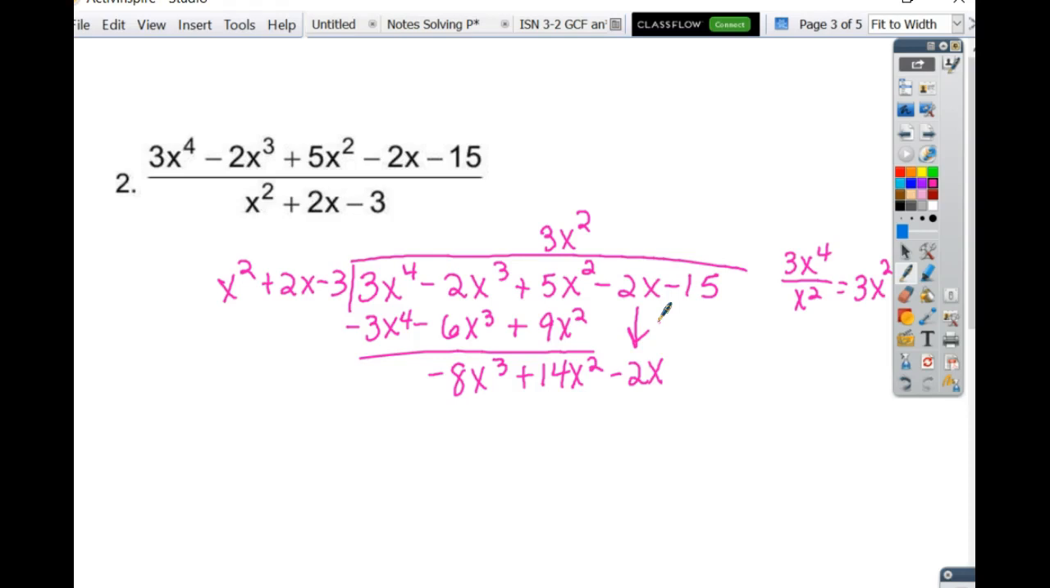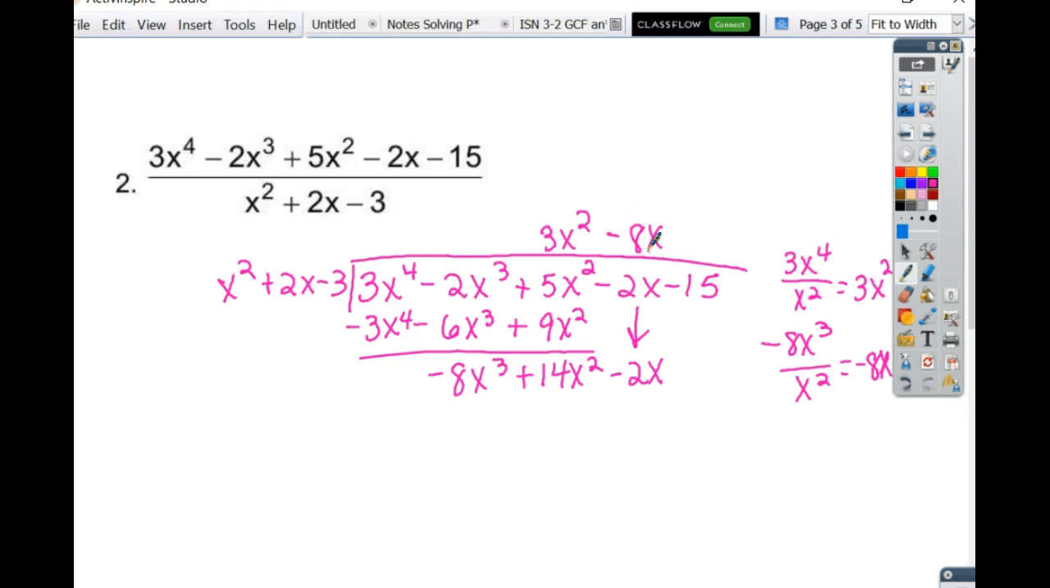So, same step. First term divided by first term. So minus 8x third divided by x squared, and that equals a negative 8x. So I'm going to put that right here, and I'm going to multiply.